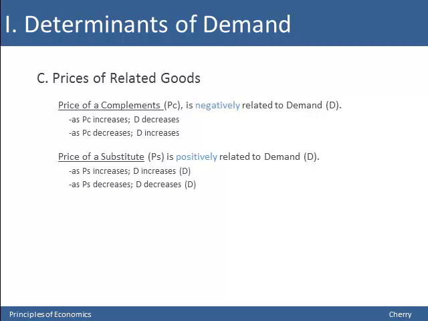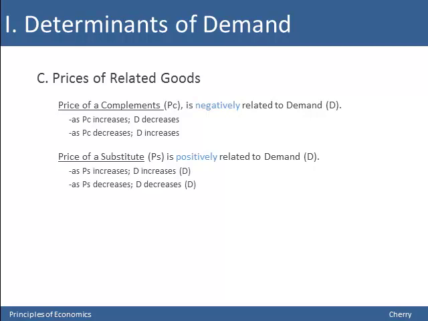So for instance, suppose you're interested in an SUV or a truck. A complement would be gas, right? You consume both of those things together, and you can imagine that if gas prices change, it can affect the demand for SUVs or trucks. And the relationship that you see is the price of a complement, which we denote as P sub C, is negatively related to demand.